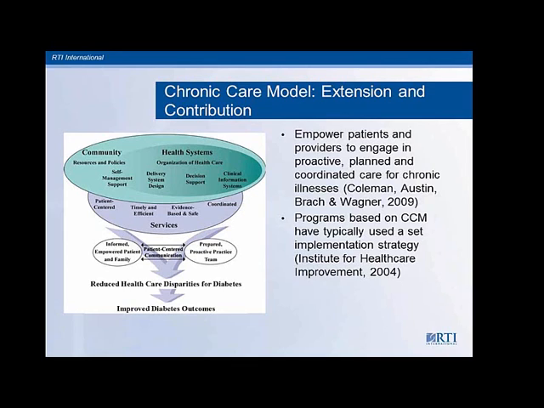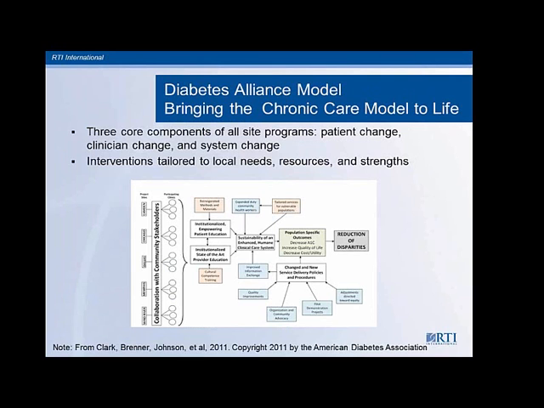So as the next slide illustrates, this model, the chronic care model, next slide, was brought to life in the programs. So this is the Alliance model that was developed by Noreen Clark and some of the grantees in a 2011 publication. And so the grantees really made the programs come to life in ways that met each community and prioritized the needs for the most vulnerable community members.